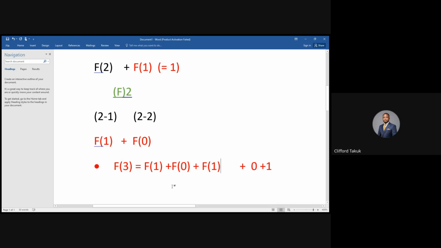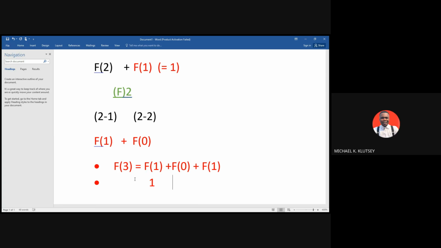We are still arriving at it, so clear the other ones. When you put it this way, you know that f of 1 is 1. f of 0 is 0, and f of 1 is 1. So we now have 1 plus 0 plus 1, which will give us 2. So f of 3 is equal to 2. Exactly.